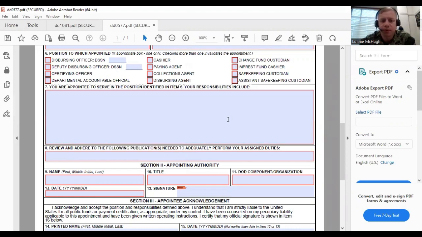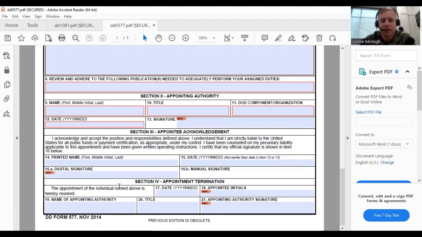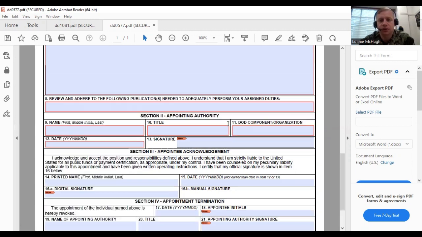But pretty simple form. It has the appointment on here, and then down at the bottom, you'll use the same form to terminate that position. So that's whether it's the disbursing officer, the deputy, any one of those. All right. Flipping back to the slides.